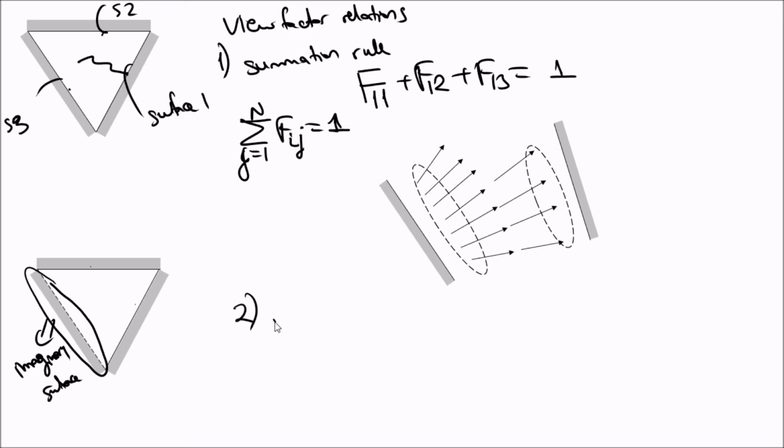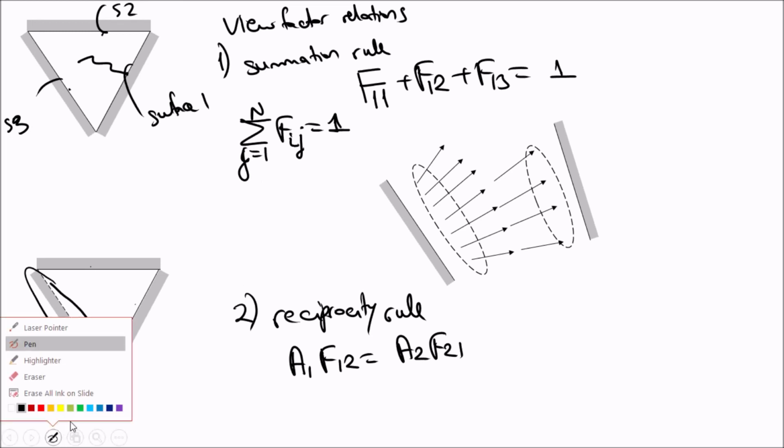Okay, the next rule is the reciprocity rule. What is the reciprocity rule? The reciprocity rule is that area 1 times F1 to 2 equals area 2 times F2 to 1. I'm writing the simple terms, but you can write the general form. So the area of surface 1 times the fraction of the radiation that leaves from 1 to 2 is equal to the area of surface 2 times the fraction of the radiation that leaves from surface 2 to surface 1. This is the reciprocity rule, and these are the two important rules that we use for thermal radiation. And here there is a simple example.